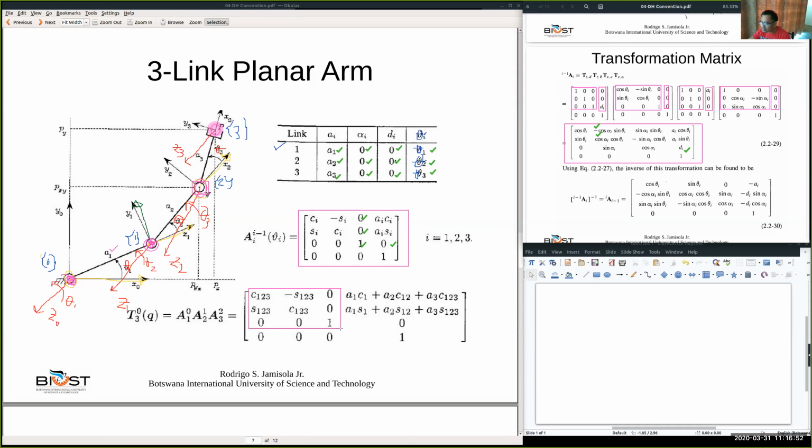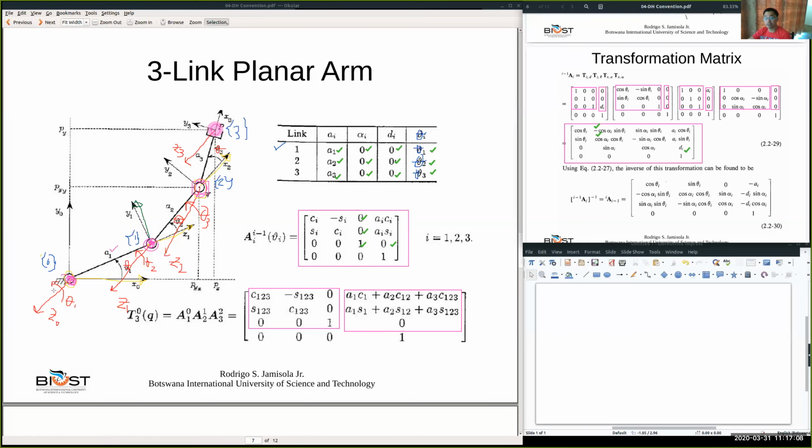here. That's the orientation of the end effector frame with respect to the base frame. Okay, and this is the position of the end effector frame with respect to the base frame.